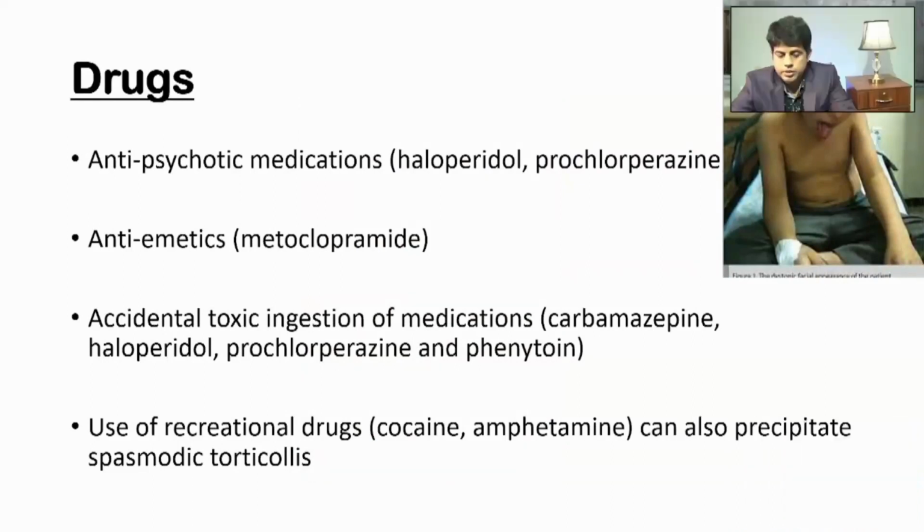dystonic reaction and torticollis. And sometimes, especially teenagers, tend to test or experiment with recreational drugs, and it's important to remember certain recreational drugs like cocaine and amphetamine, apart from their characteristic clinical toxidromes, these drugs can precipitate spasmodic torticollis. So it should be an important cause in your differential diagnosis in a teenager presenting with unexplained spasmodic torticollis.